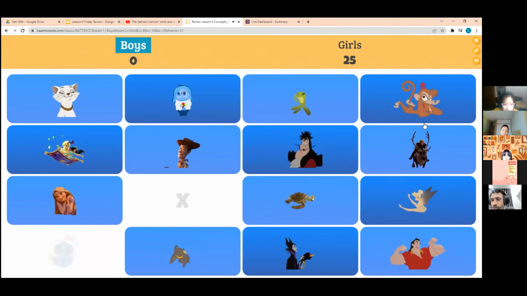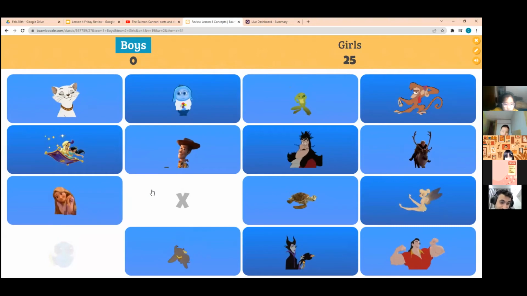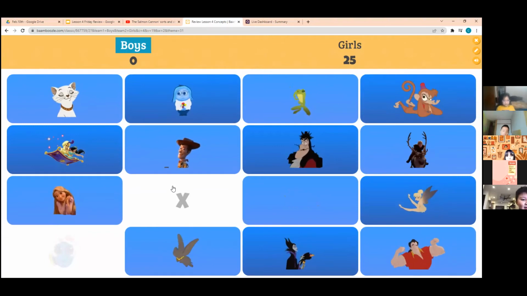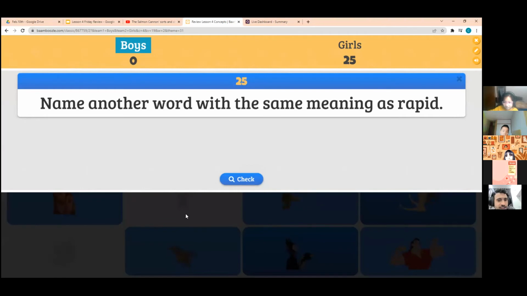There you guys go. Start. Choose a picture or a character. I choose a man with a muscle. The muscly man.